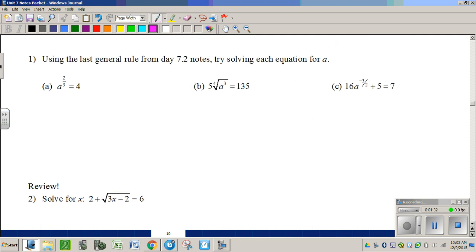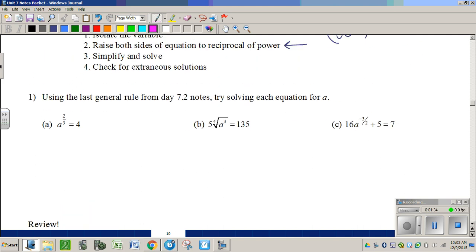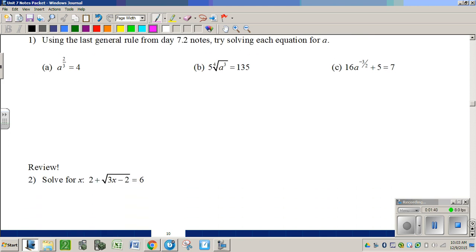Oh, did anyone catch that step number 4? Check for extraneous solutions. Want to make sure you do that. You never know when those little suckers are going to pop up. It says using the last general rule from day 7.2, which is what we just talked about, raising it to the reciprocal, we are going to solve each one of these for a.